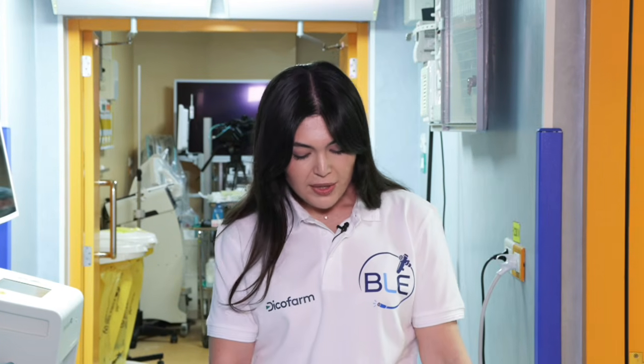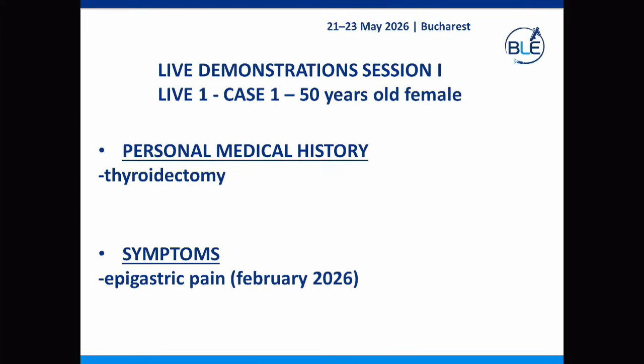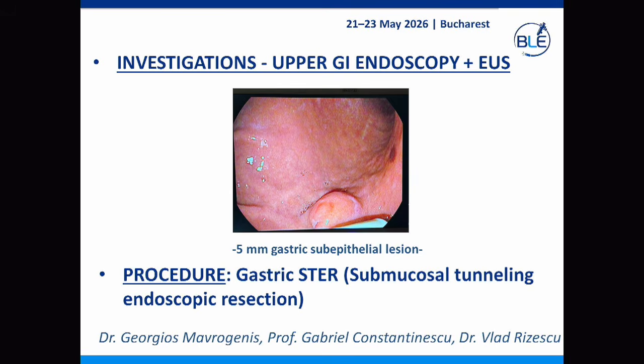And now, let's start with the live cases. We will start our first case with a 50-year-old female with a personal medical history of thyroidectomy a few years ago that presented in our clinic in February 2026 for epigastric pain. We performed an upper GI endoscopy and also an endoscopic ultrasound, and we found a 5 mm gastric subepithelial lesion.